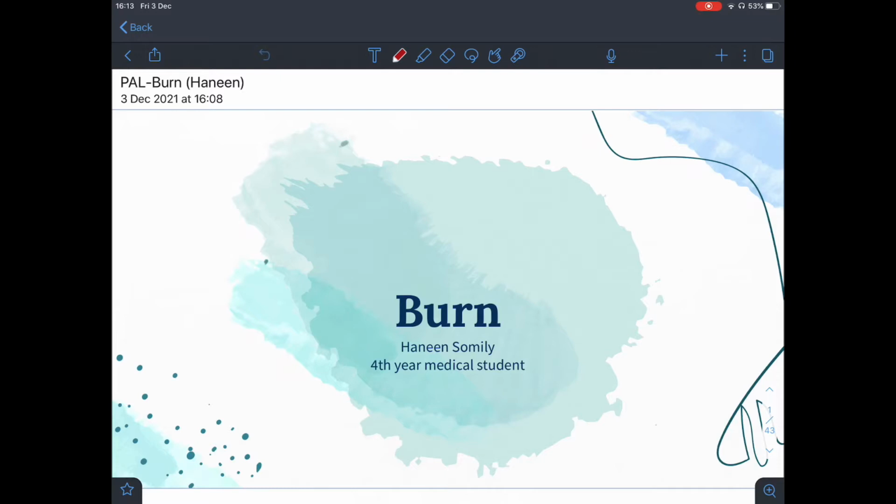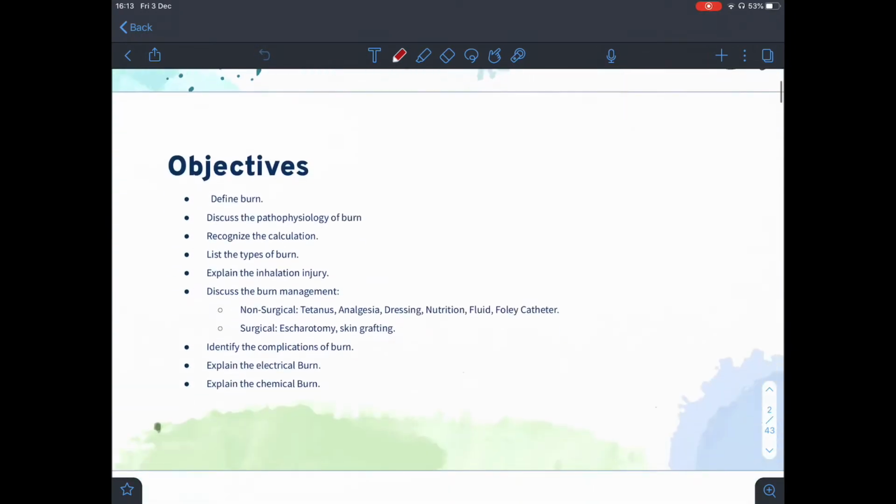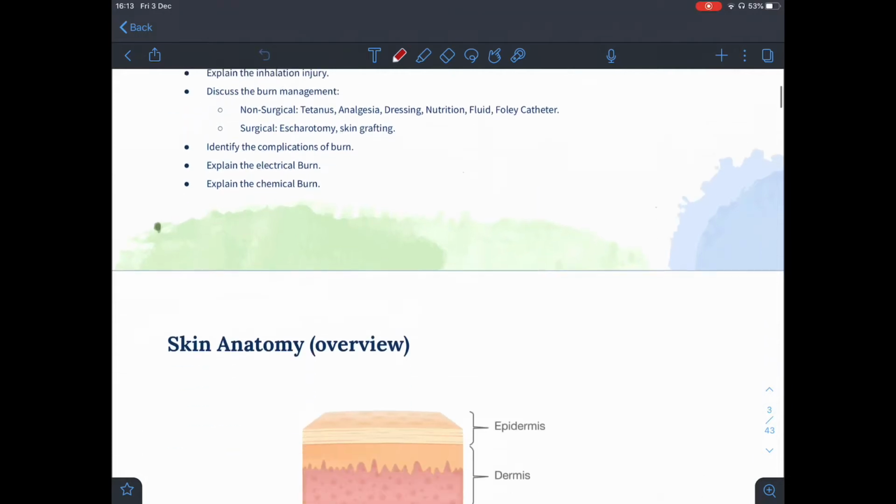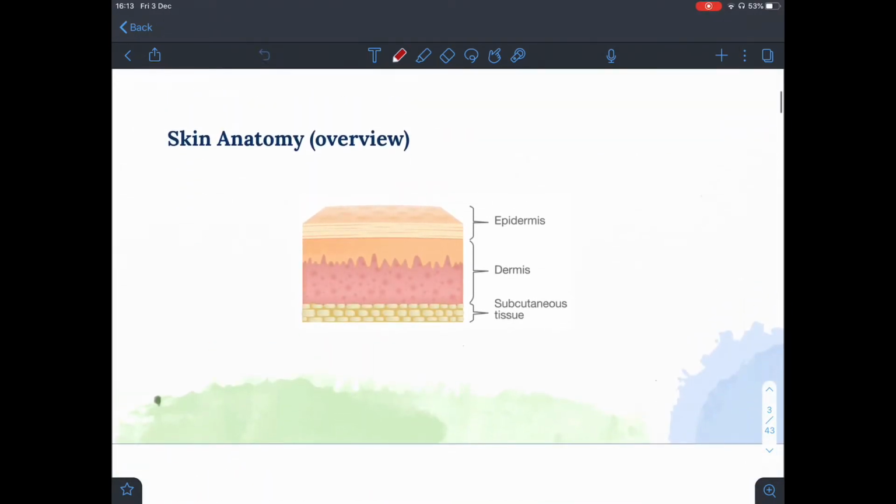منهج السيرجري. ونبدأ. هذه الأوبجكتيفز حقتنا أو المواضيع اللي راح نغطيها إن شاء الله. بس أول شيء حابة أتكلم عن السكين أناتومي عشان نفهم الستيجز بعدين.